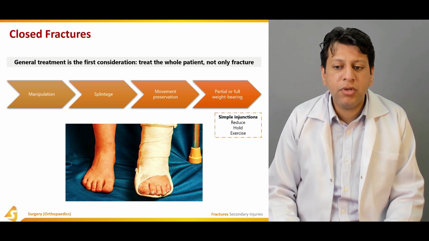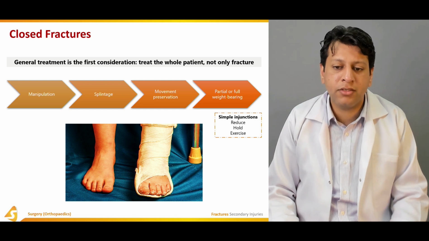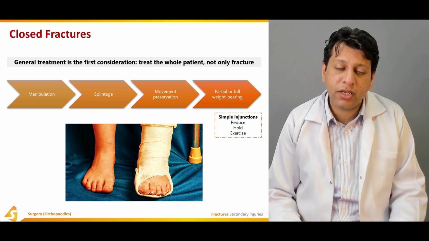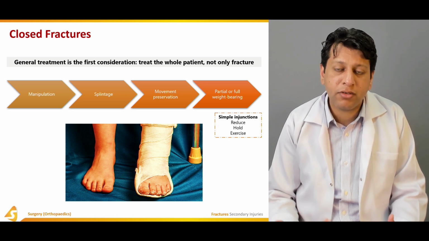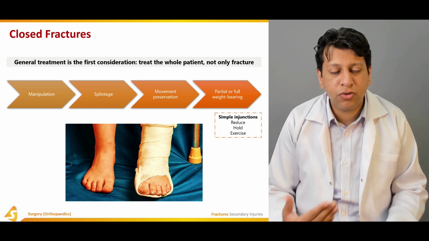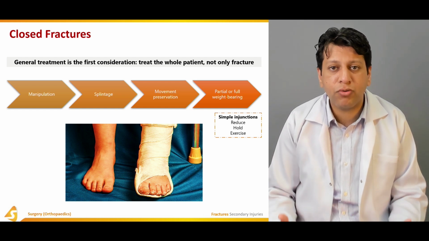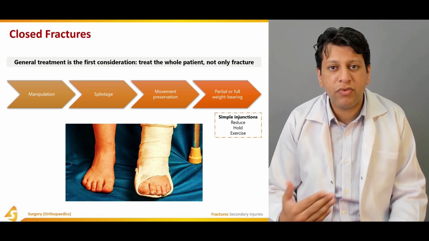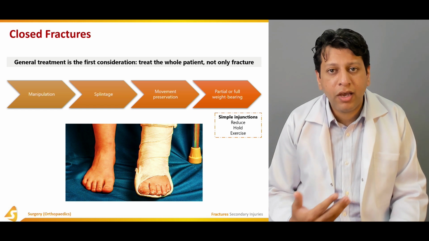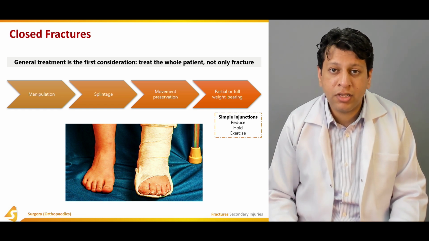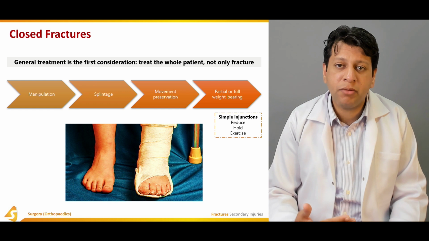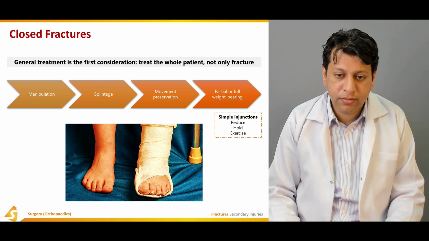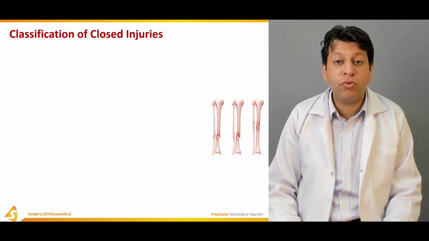Now the simple injunction is reduce, hold, and exercise. If the fracture was such that conservative treatment was taken, that is POP was applied and the patient had gone through a non-operative technique, where the bone was actually reduced, once we have reduced it, we hold it in the form of POP, then we have to encourage the patient to do exercises and eventually initiate partial weight bearing and then complete weight bearing, because that will promote bone healing.